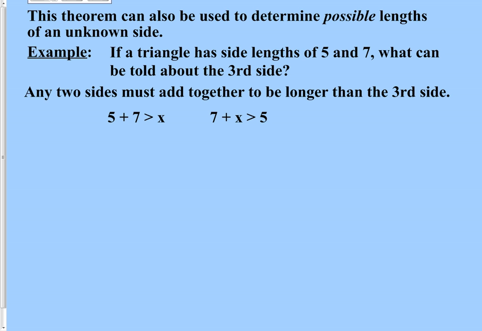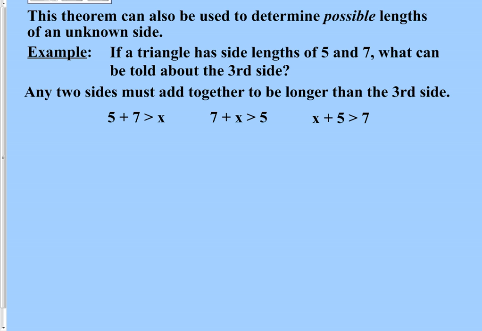Also, 7 plus the unknown third side x must add together to be larger than 5. And also, the unknown third side x plus 5 must add together to be larger than 7. These are the three inequalities that we have set up for the last three examples. The only difference is, right now, one of these sides is unknown. However, all we're going to do is solve these inequalities much the same as we were solving the other ones just a moment ago.